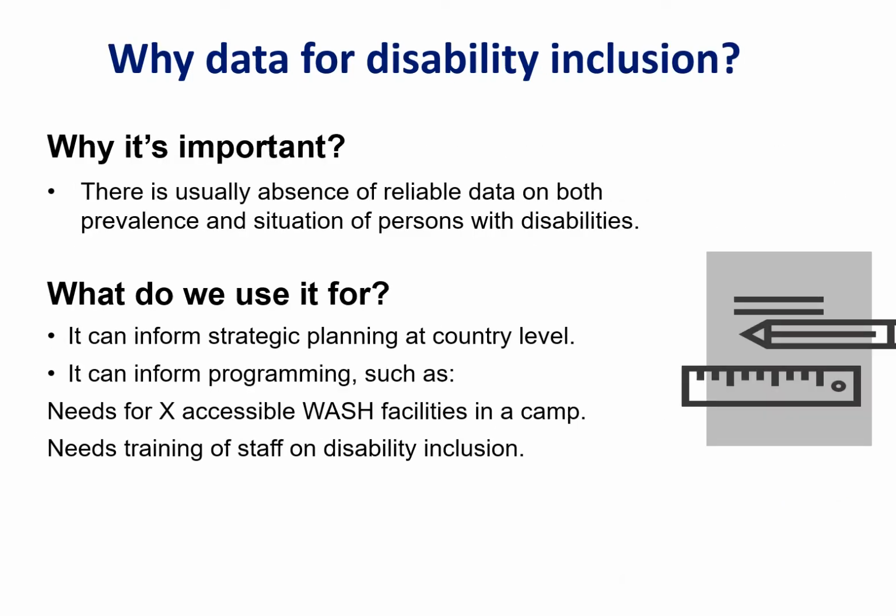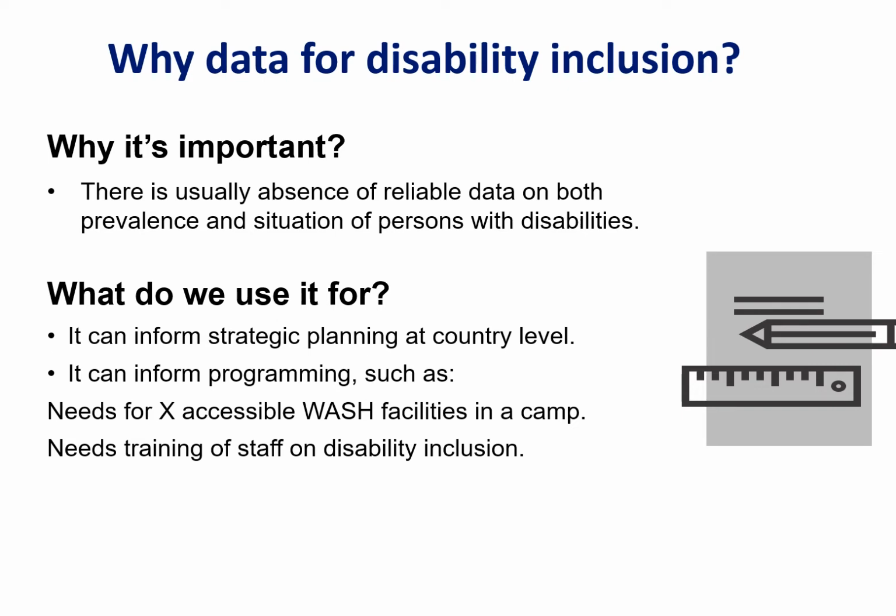So talking a little bit about data, getting to our point, why is data for persons with disabilities important? The first thing that you need to know is that there's usually absence of reliable data on both the overall number of persons with disabilities as well as their situation, right? Whereas it's very easy to find what's the number of children, older persons, or men and women, because it's very straightforward to count. Collecting data on persons with disabilities is not the same. Therefore, what we see is that we either don't have that data or that data is not reliable.